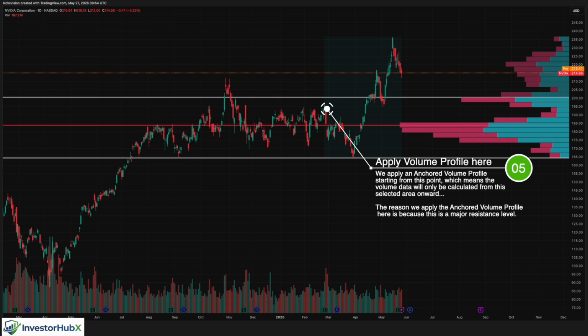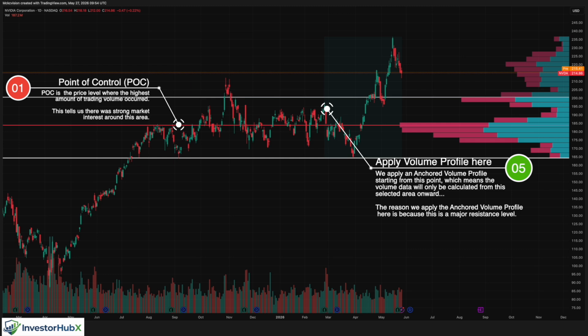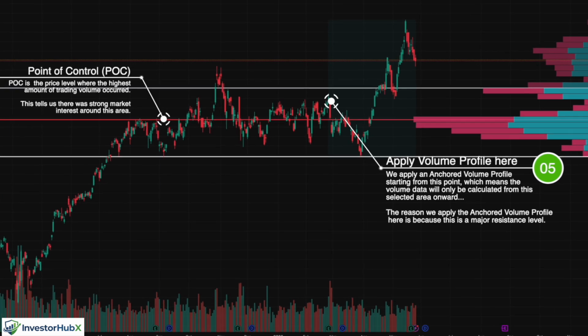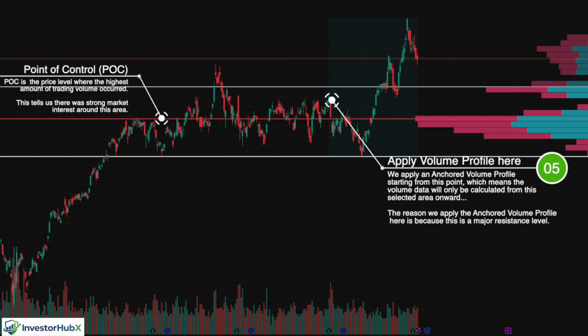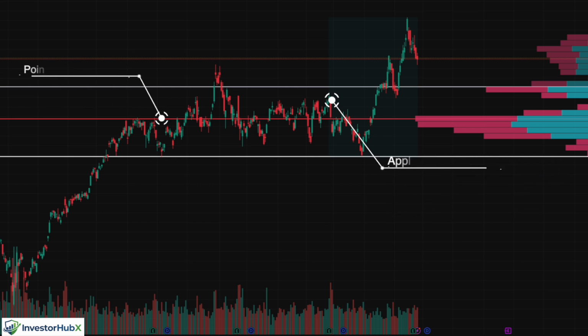The reason we apply the anchored volume profile here is because this is a major resistance. The red line here is the point of control, the price level where the highest amount of trading volume occurred. This tells us there was strong market interest around this area. Now, if we look closely, this area also aligns with several previous reversal points. That means we not only have a point of control, but also a key support and resistance level. Because multiple factors are lining up in the same area, this creates a higher trade quality setup. When price breaks above the point of control, this is our entry for a potential long trading opportunity.